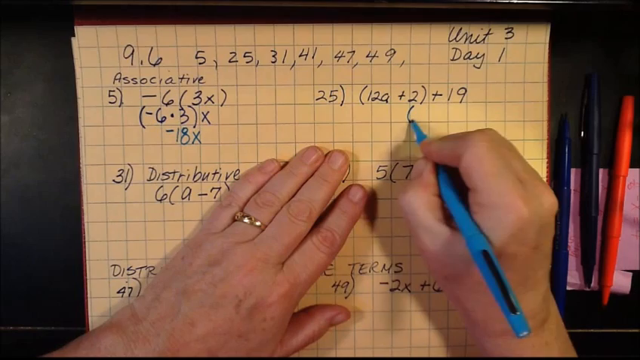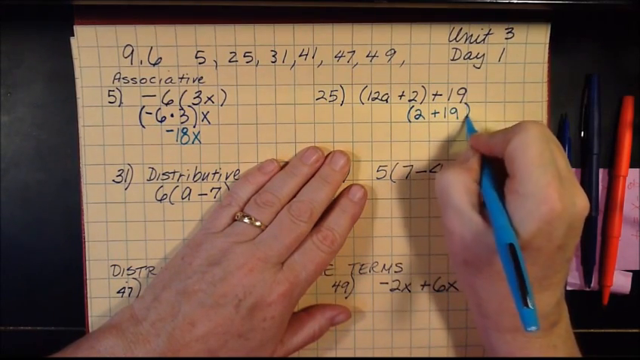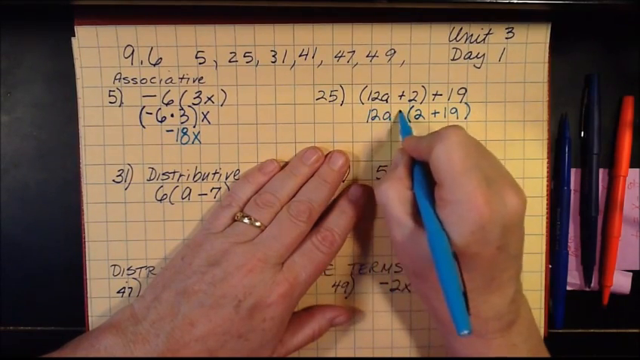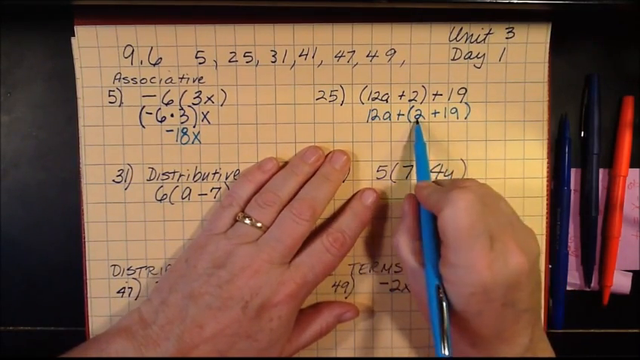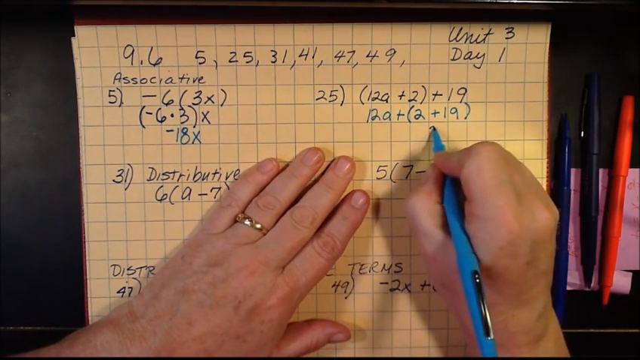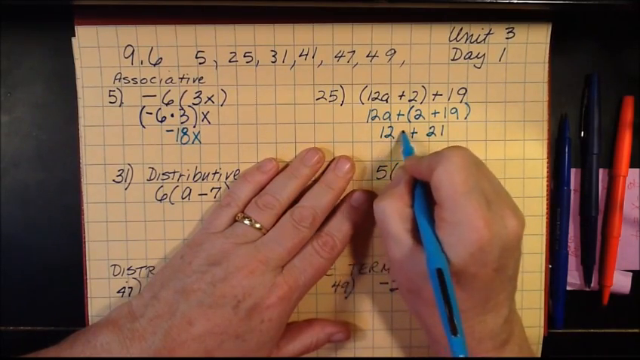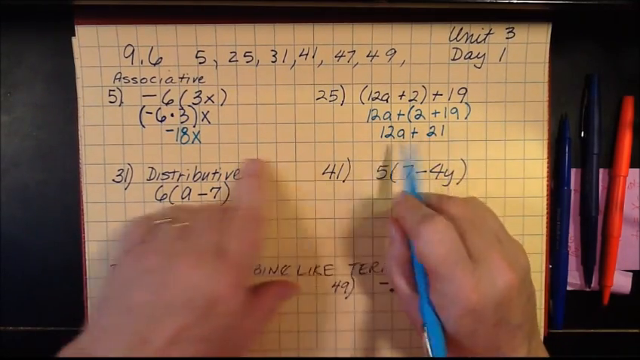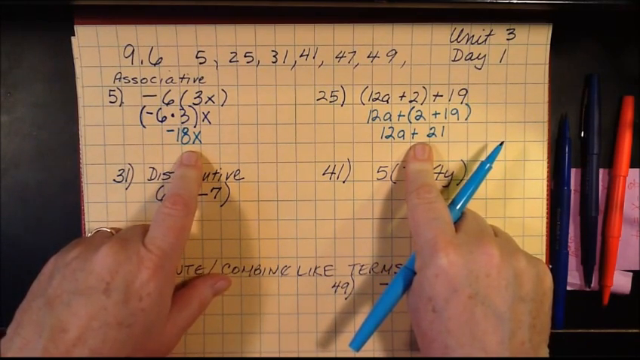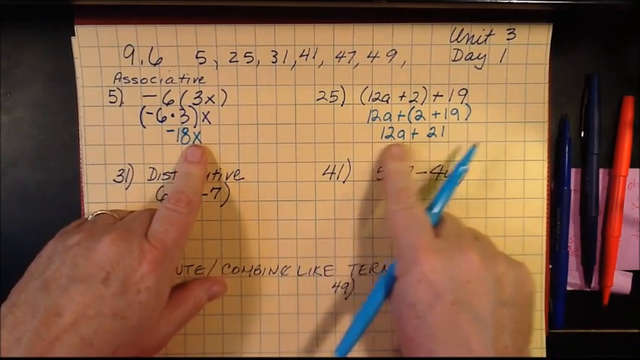So here I'm going to say 2 plus 19 and put them in the parentheses and bring down this 12a plus. So again, I'm going to combine what's inside the parentheses. 2 plus 19 is 21 plus, and then just bring down 12a. And you'll notice, because these are expressions, I don't know what the variable stands for yet. I just know that there's something in here that can change.